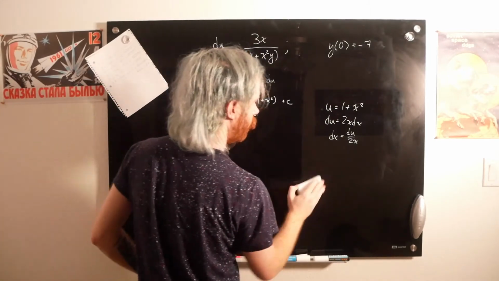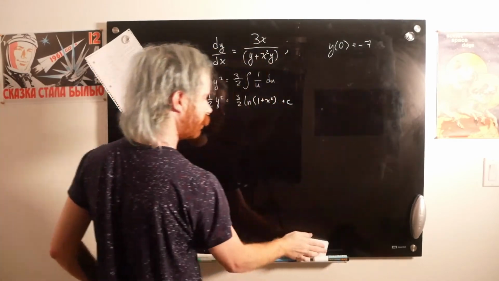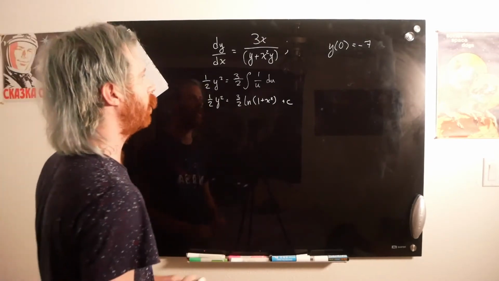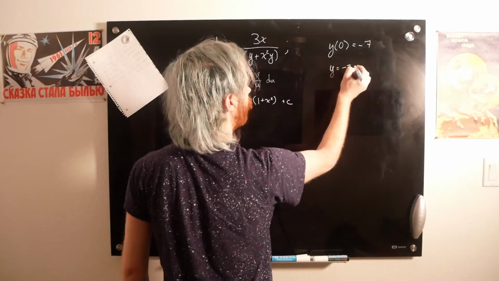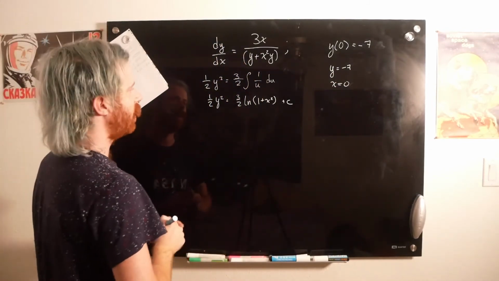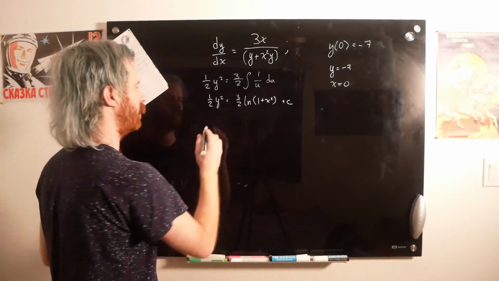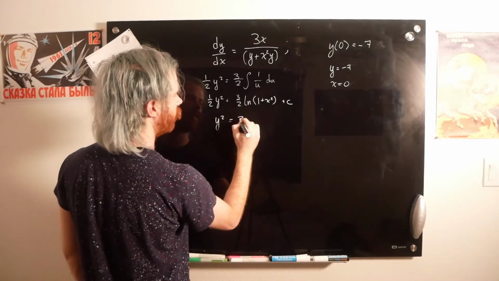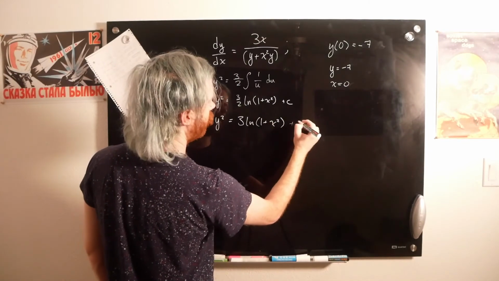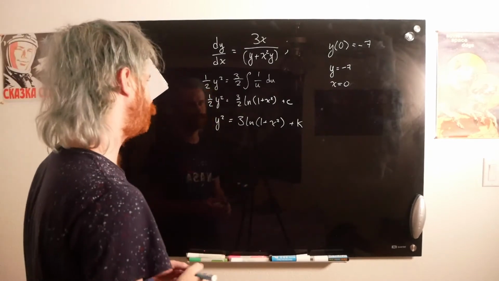So now that we have all of this, we can use our initial value and solve for c. We know that y equals negative 7 when x equals 0. So let's start plugging stuff in. First, let's multiply everything by 2 to get rid of this 1/2, because it's kind of ugly. So y squared equals 3 natural log of 1 plus x squared plus 2c, which is just going to be k. So here we're solving for k, and we're using this equation.